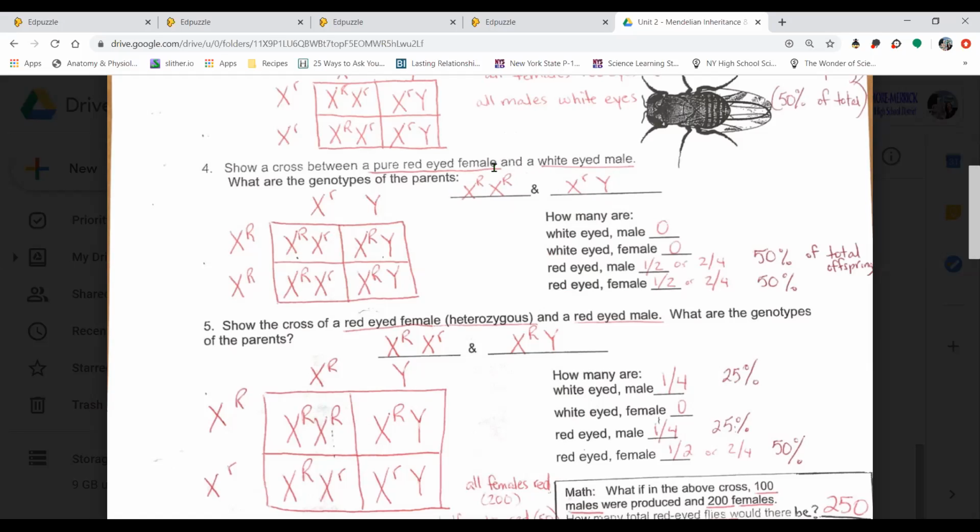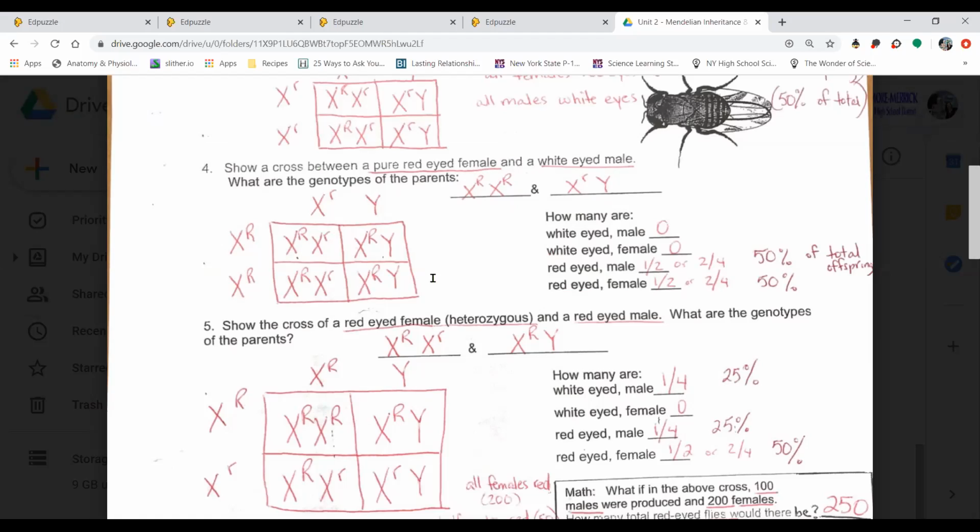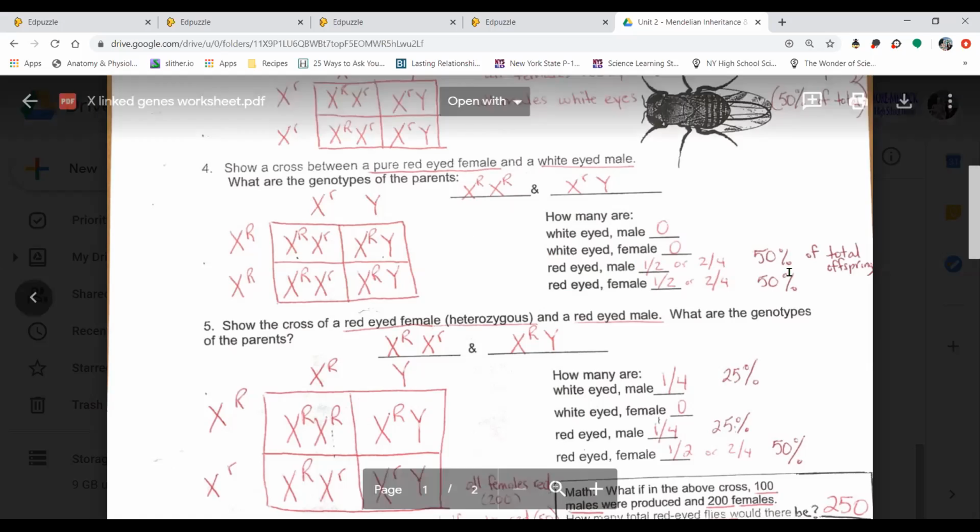So once you figure out the parental genotypes, set up your square, fill in your boxes, and you'll be able to figure out and calculate how many. It said how many, so I just wrote numbers, like how many out of 2 possibilities or out of 4, etc. But you could also do percentages as well.